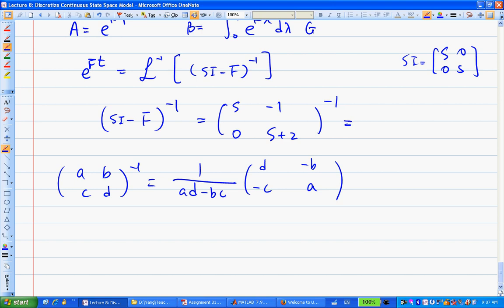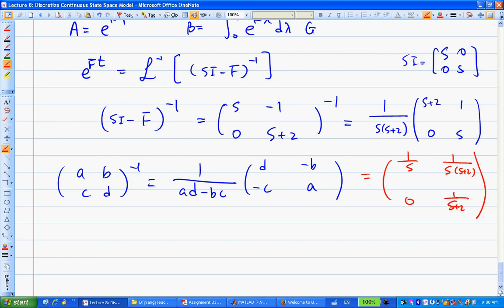Okay, so what do we get? This is s, AD is s times this, right? s times this, minus this times this is 0, so that's just 1 over s, s plus 2 right here. Okay. So flip the positions: here's s plus 2, here's s, 1 now, 0 here. Okay, so multiply this into the matrix, and we end up with 1 over s here, 1 over s, s plus 2 here, and 0 here, 1 over s plus 2 here. Is that clear?